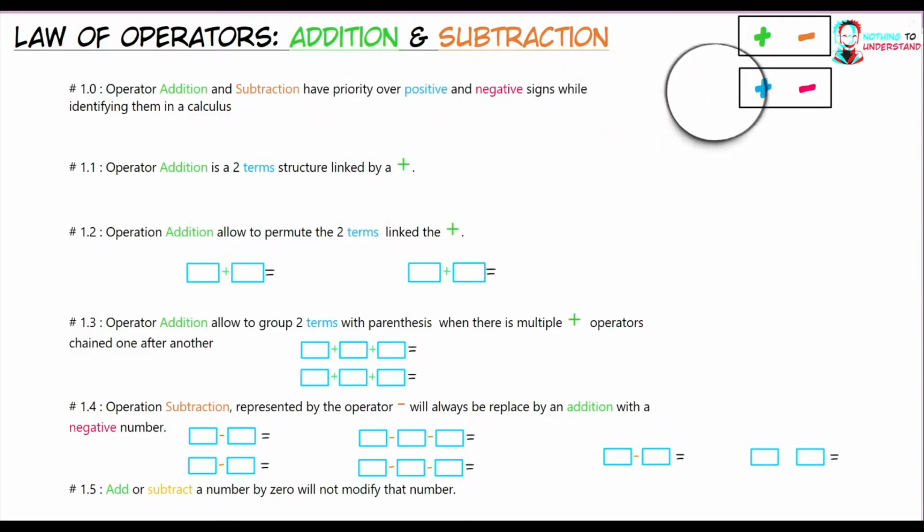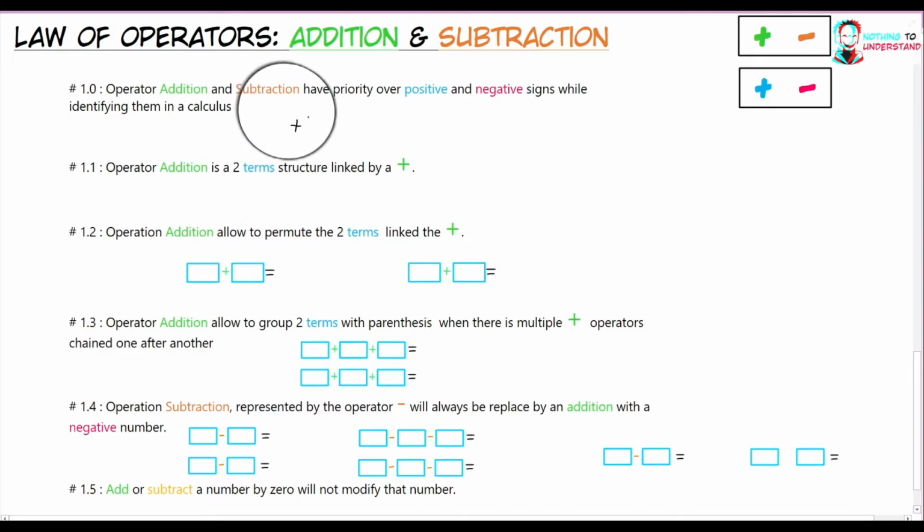So the first thing you will have to do is to learn to make the difference between plus and minus signs and plus and minus addition subtraction operators. So this is rule 0. Let's say that while you try to identify in a calcul if the plus and the minus are addition subtraction operators or positive and negative signs, the addition and subtraction will have priority while identifying the plus and the minus. What do I mean by that?